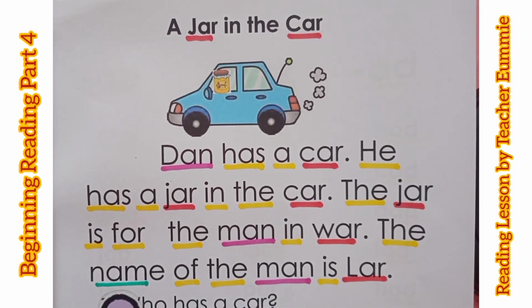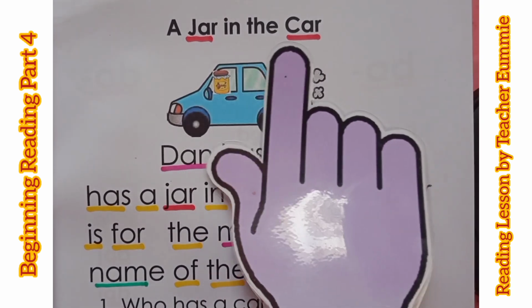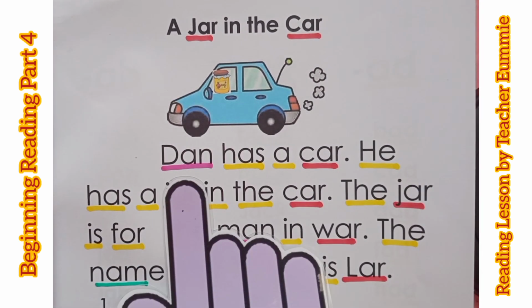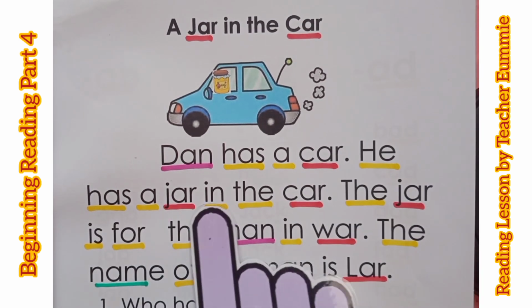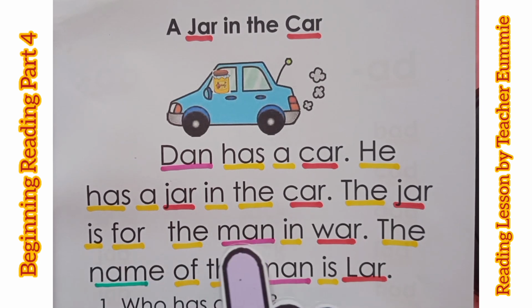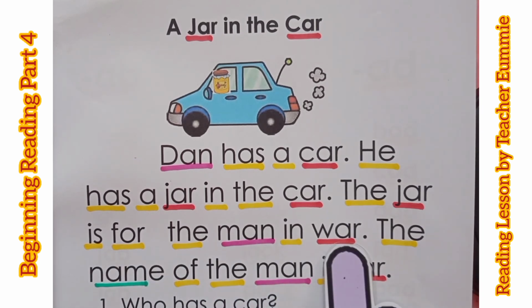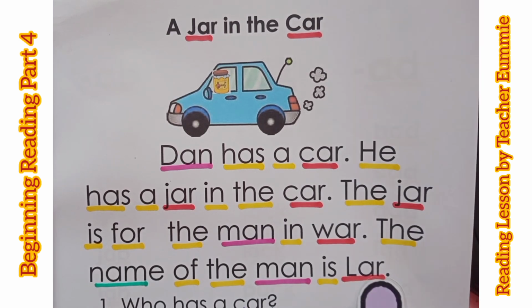Okay, we have here long A sound. Then this is read as name. A jar in the car. Okay, let's read again. Dan has a car. He has a jar in the car. The jar is for the man in war. The name of the man is Lar. Okay, can you read it alone?